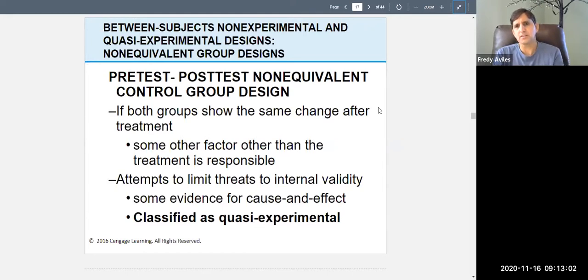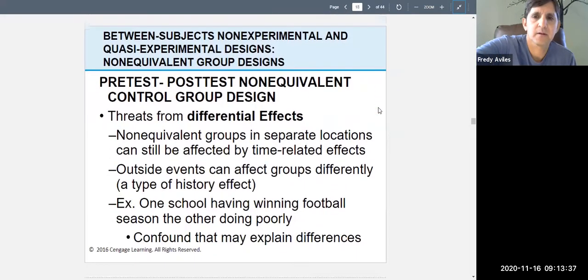The pre-test, post-test, non-equivalent control group design also attempts to limit threats to internal validity. There is some evidence of cause and effect, right? It does try to limit some threats to internal validity. So it's called quasi-experimental. Remember, quasi-experimental means it's kind of like an experiment, because you have a pre-test, post-test. So you can check for some problems early on. You can reduce assignment bias.